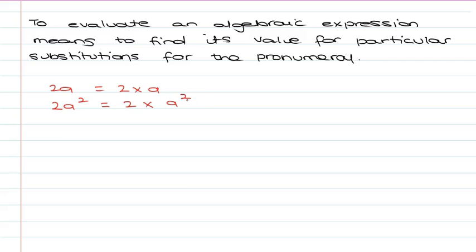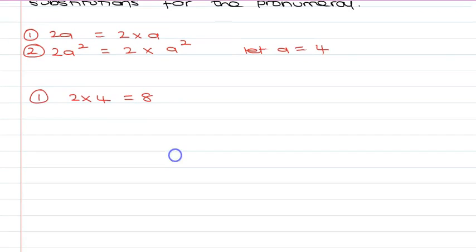So if we're going to substitute, for example, in this one, let a equal 4, then for the first one, number 1, if a equals 4, we've got 2 times 4, so the evaluate is 8. And for the second one, if we're going to do 2a squared, we're doing 2 multiplied by 4 squared. 4 squared is 16, 16 times 2 is 32.